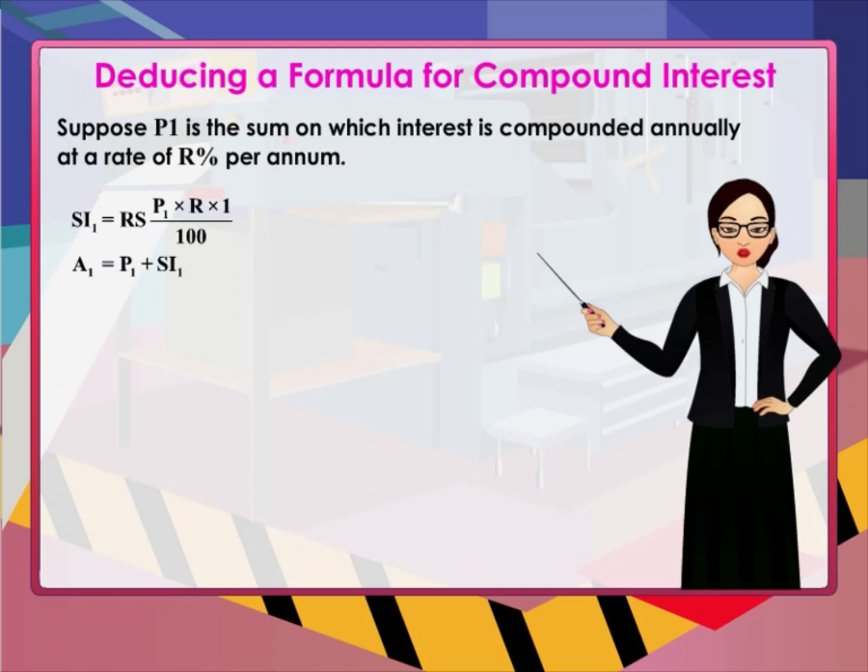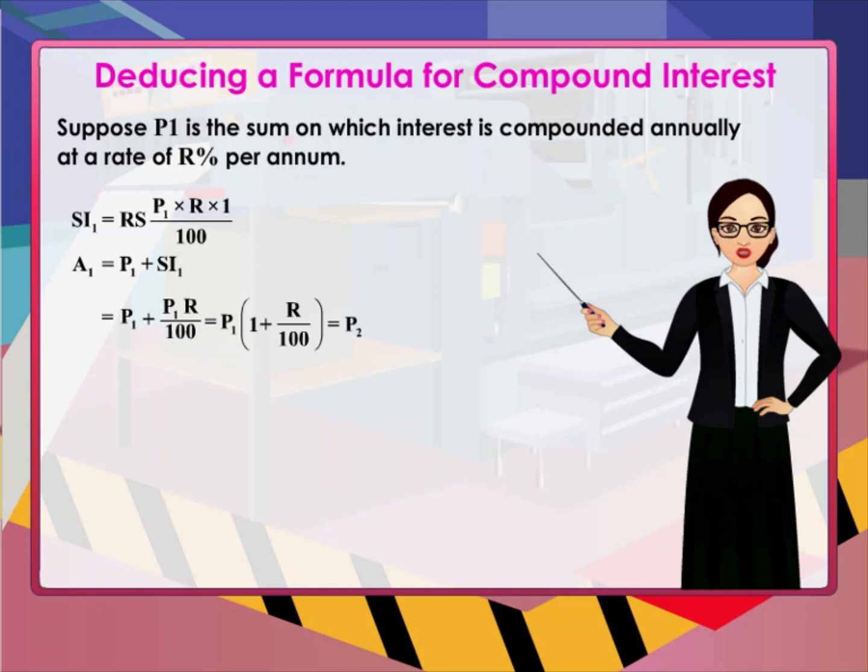After calculating simple interest for the first year, then find the amount for the first year. So, the amount at the end of the first year, A1, is equal to P1 plus SI1. Substitute SI1 here, so it becomes P1 plus P1 R by 100. Taking P1 commonly outside, we get P1 into 1 plus R by 100. We consider this as P2, that is, the principal for the second year.